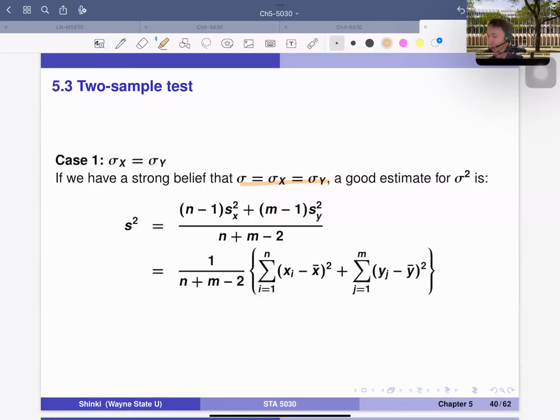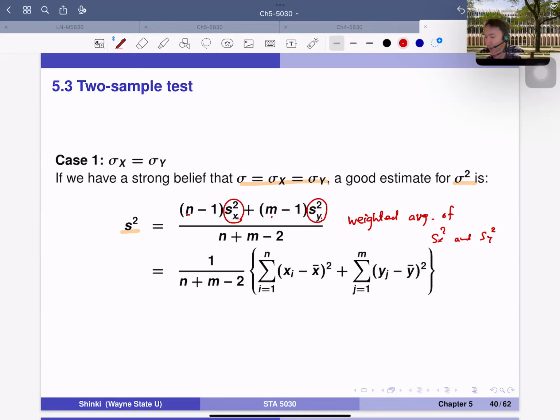That is usually done by this. The estimate for sigma square is given by this S square. S square is basically the weighted average of the two variances, S sub x square and S sub y square. S sub x square is the sample variance for x, and S sub y square is the sample variance for y. And n is the sample size for x, and m is the sample size for y.